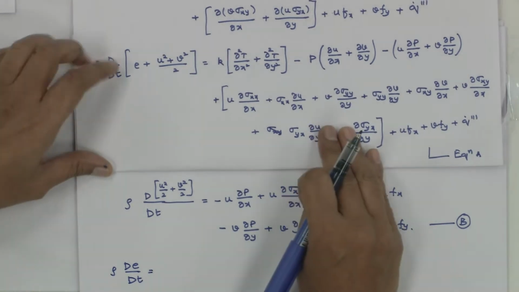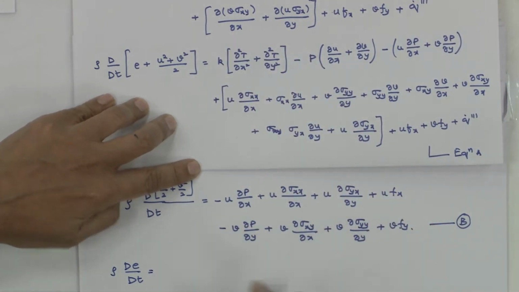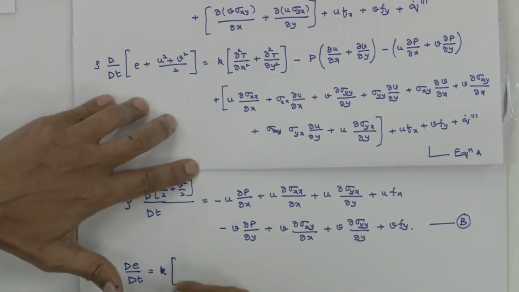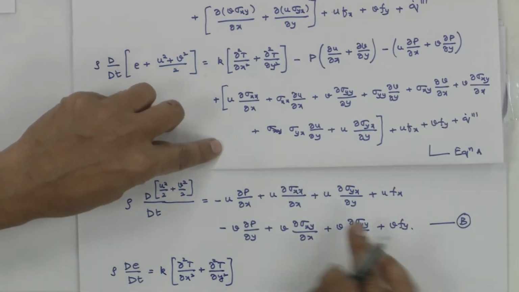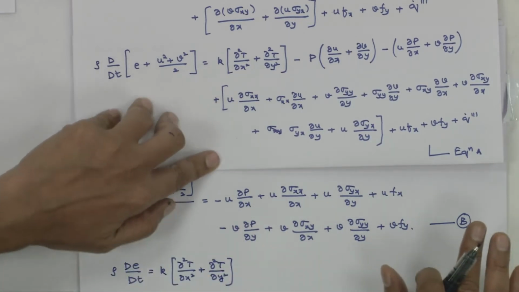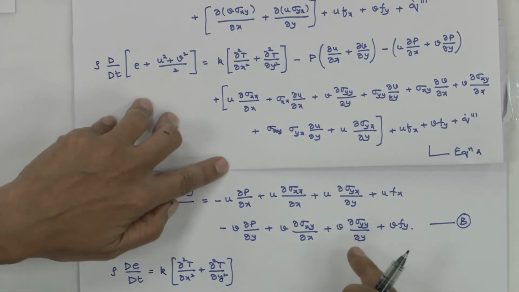Now on the right hand side, the k term: nothing is there in B, so you have the conduction term k (del squared T by del x squared plus del squared T by del y squared). All the B terms on the right hand side will completely vanish. What is left out in A is what is not there in B. That is all we are supposed to write. So let us do that.